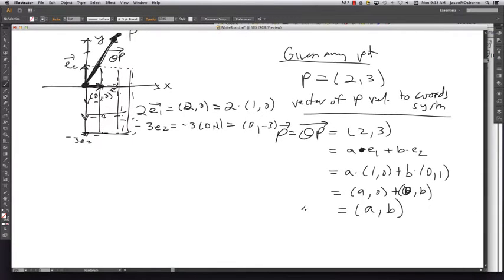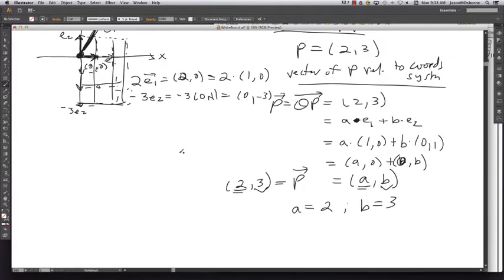So this tells me that the vector P, when we drew this from our standard coordinate system, the vector P was (2, 3). So this tells me that A is equal to 2, comparing entries here, and B has to equal 3. This is almost such a simple example, which is why it's nice about the standard coordinate system.